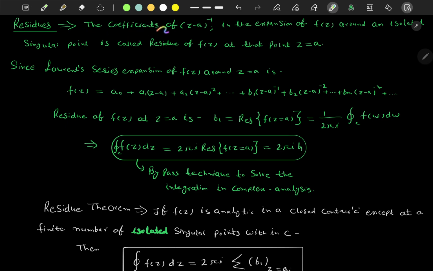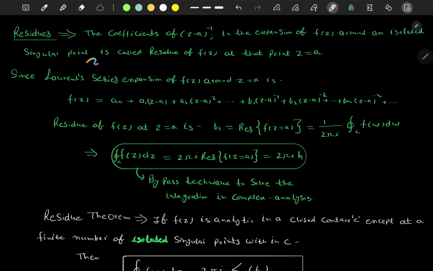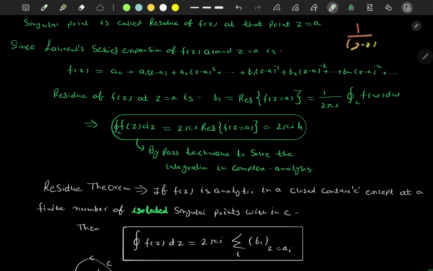So what are residues? Now we have studied the expansion of complex functions with various series expansions like Laurent series expansion and so on. The coefficient of 1 upon z minus a, which is b1, in the expansion of the function of z around that isolated singular point is the residue of that function. Suppose we have a singular point z equal to a and we expand the complex function. The coefficient of 1 by z minus a is the residue.